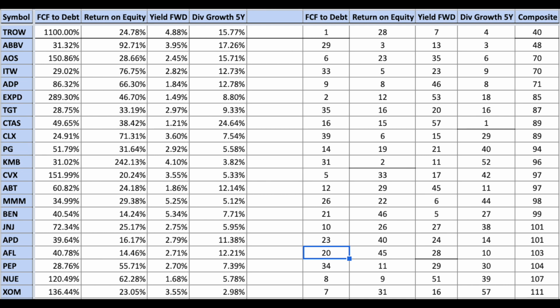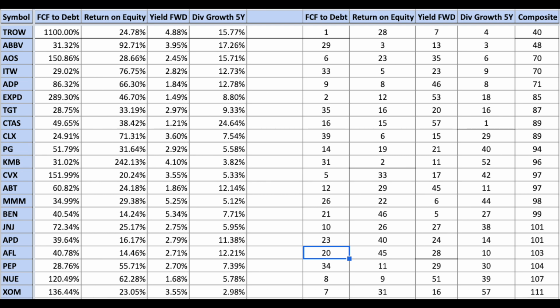The second best aristocrat was AbbVie with a composite score of 48. AbbVie ranked very well for return on equity and the 5-year dividend growth rate, coming in the 3rd best for each. It has the 13th highest forward dividend yield, and the poorest score for the stock came from the free cash flow to total debt ratio, as it was number 29.